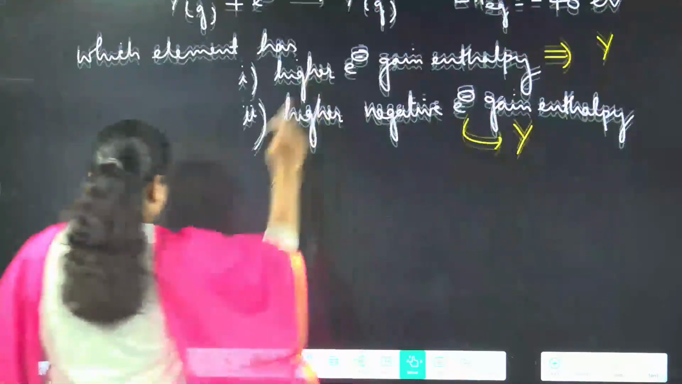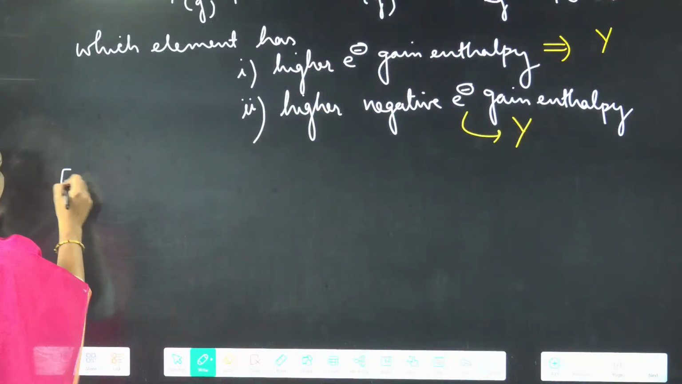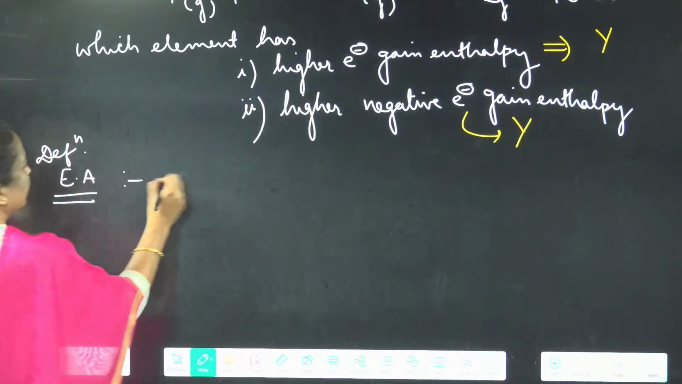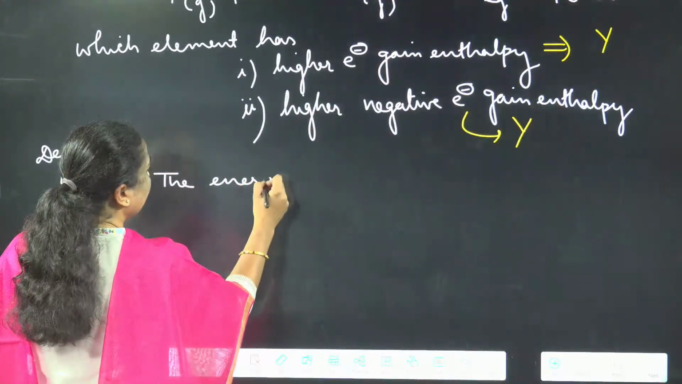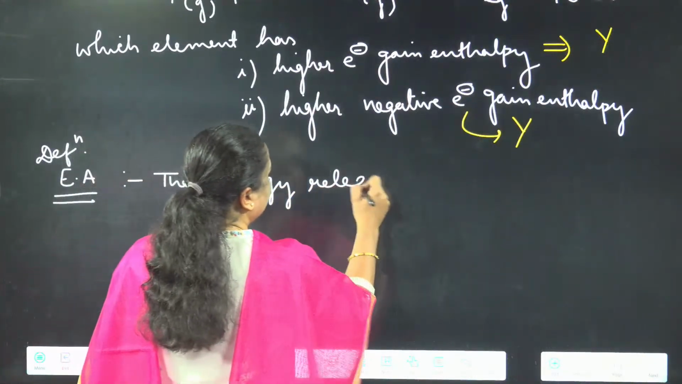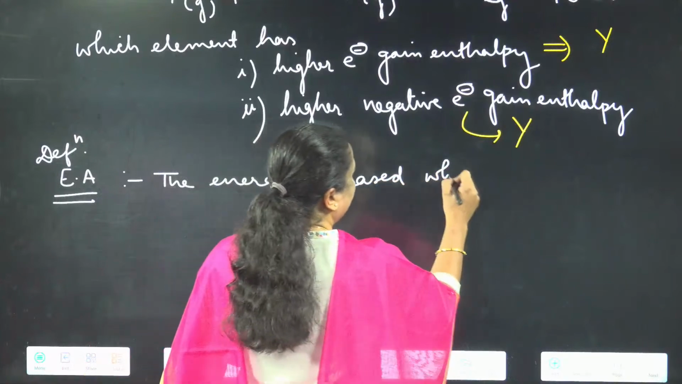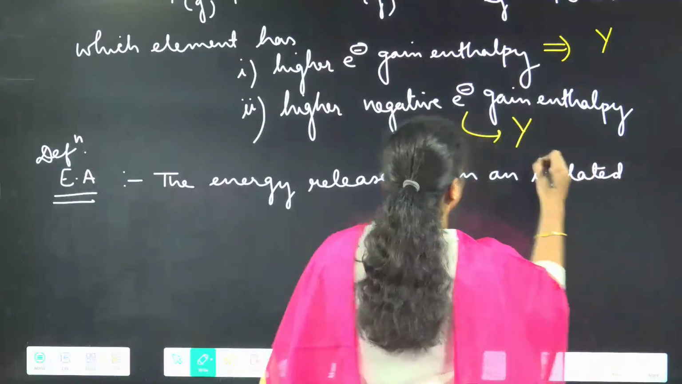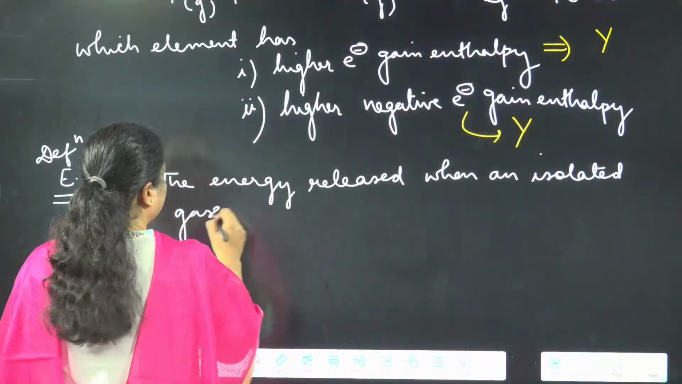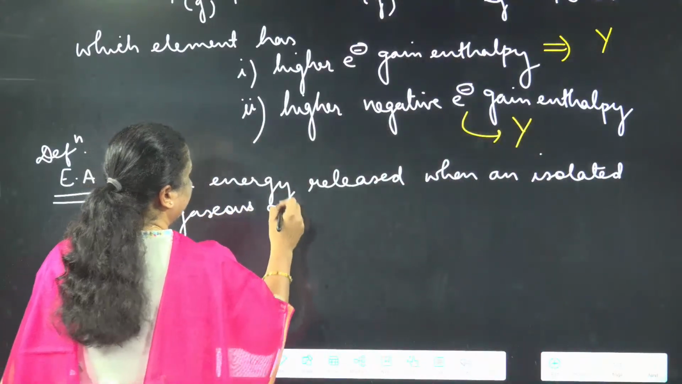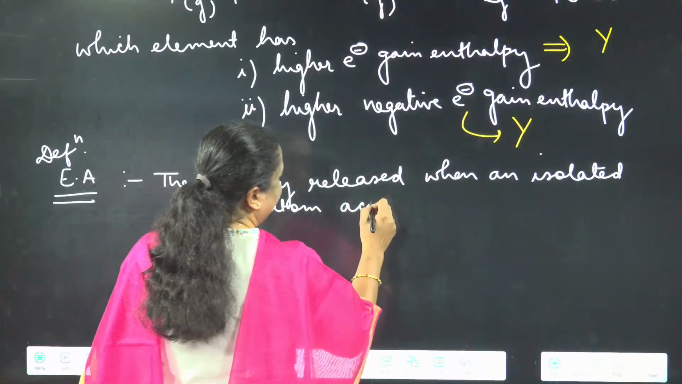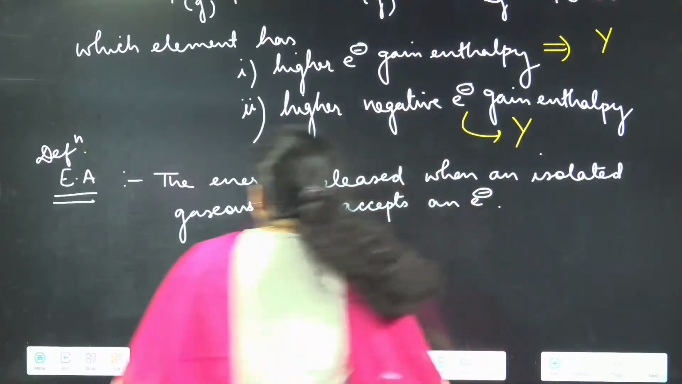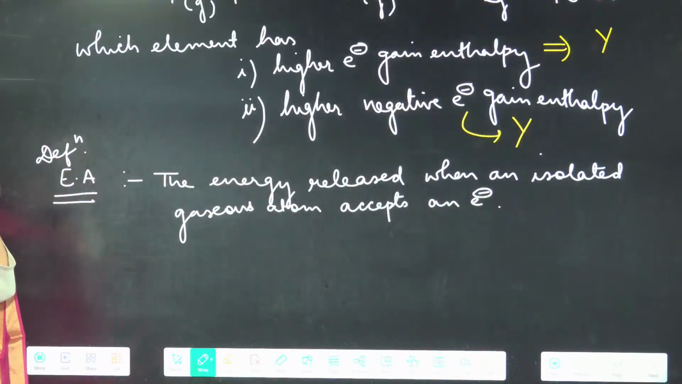Okay, now let us come down to the electron affinity definition, right? So what I'm going to write down: the energy released when an isolated gaseous atom accepts an electron, right? That's what electron affinity is.